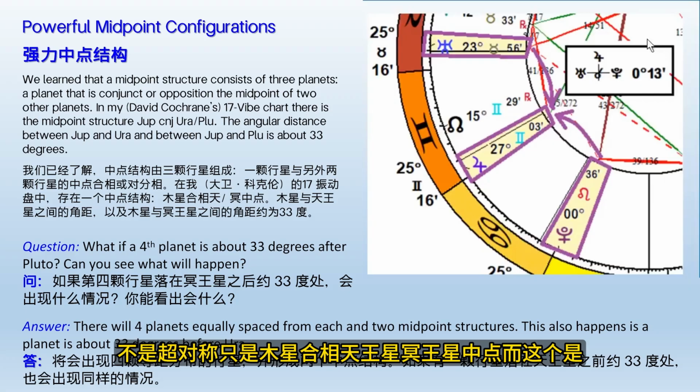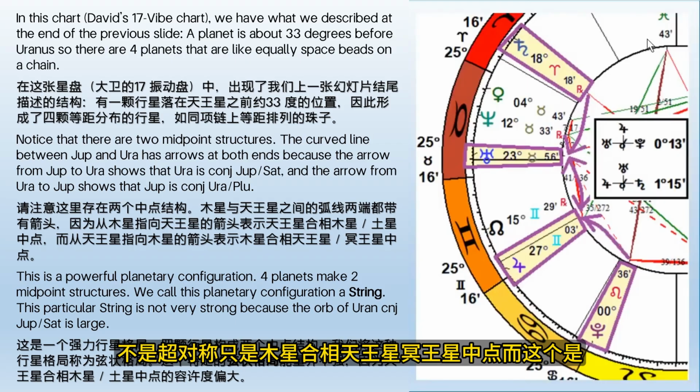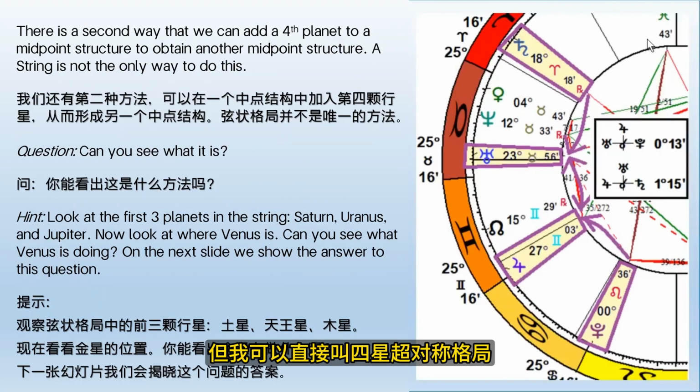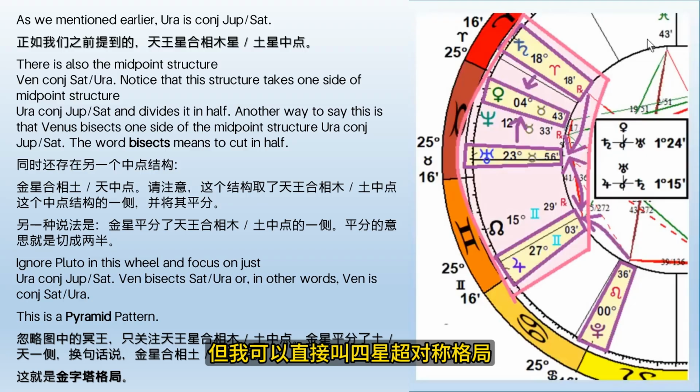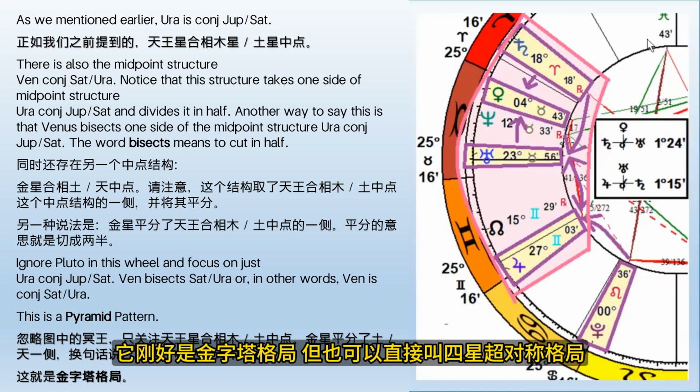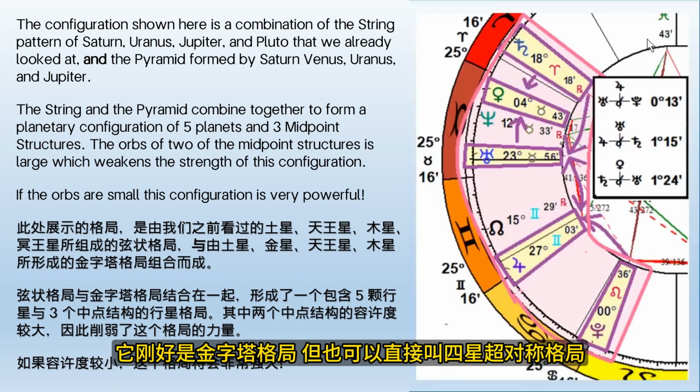That is not supersymmetry. That's just Jupiter conjunct Uranus Pluto. This is a 4-planet supersymmetry pattern. Happens to be a string, but I can just call it a 4-planet supersymmetry pattern. And this in pink is also a 4-planet supersymmetry pattern. Happens to be a pyramid, but I can also just call it a 4-planet supersymmetry pattern.